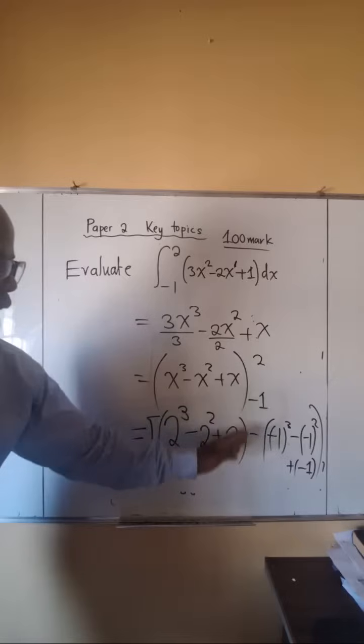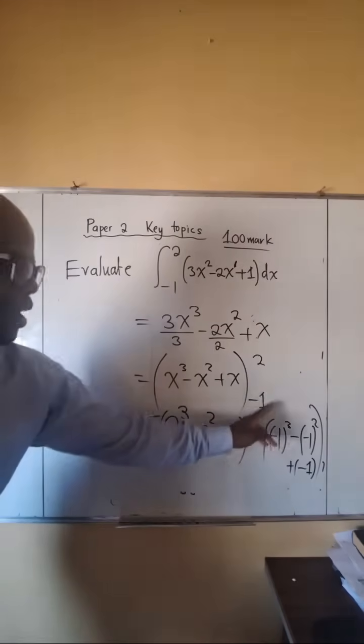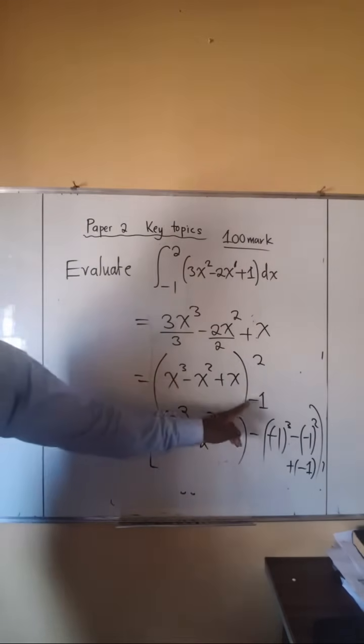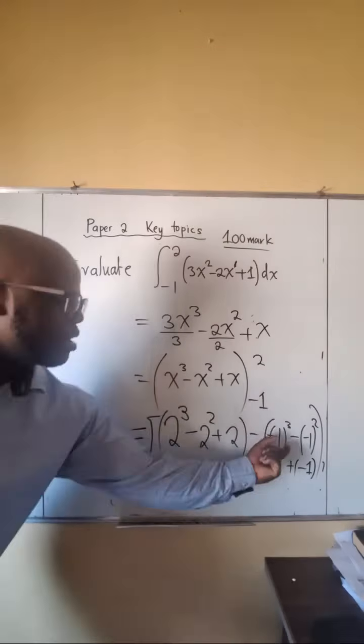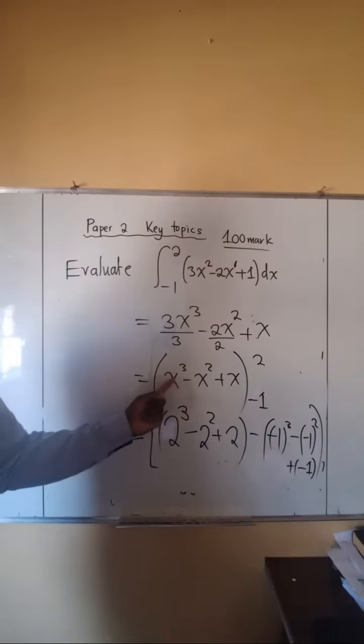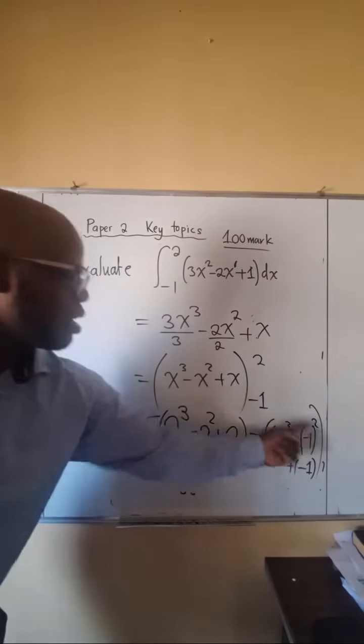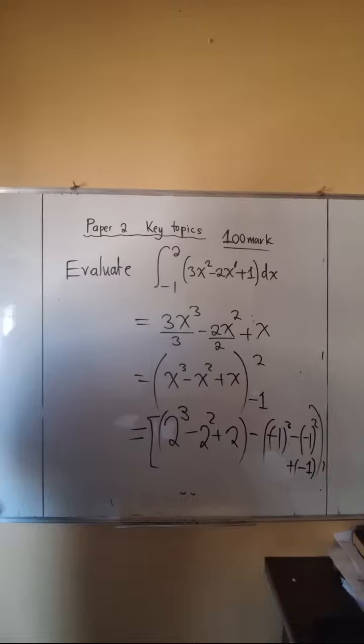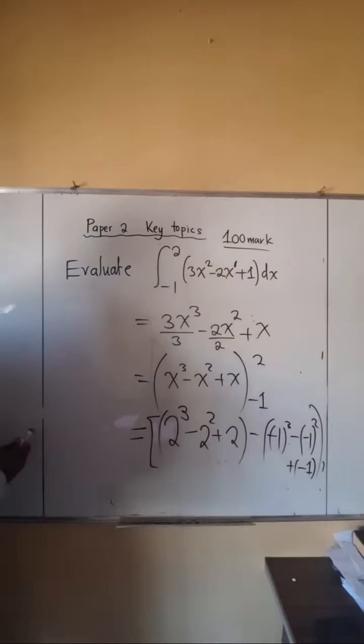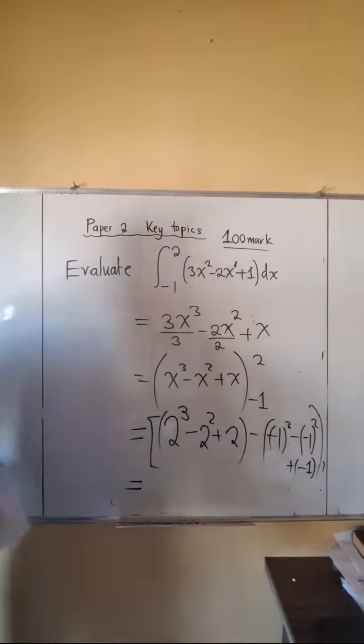And then I say minus, I come to the lower number. Since it has got a negative, I'll be putting it inside the brackets. -1 power 3 here, here -1 power 2, and then lastly -1. We solve these. So when we solve, let me try here.